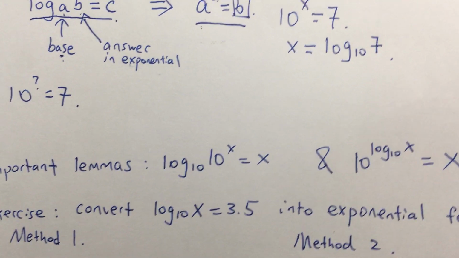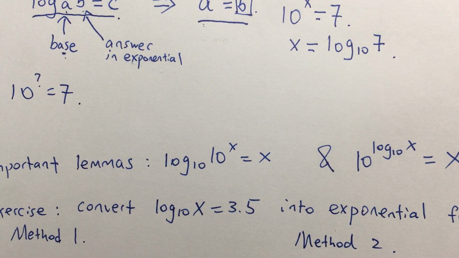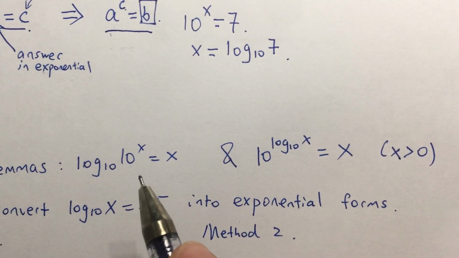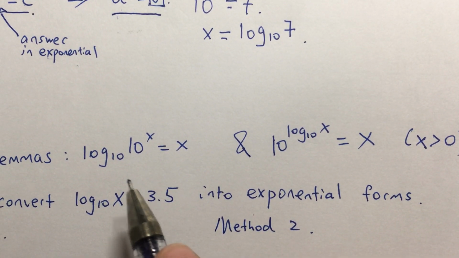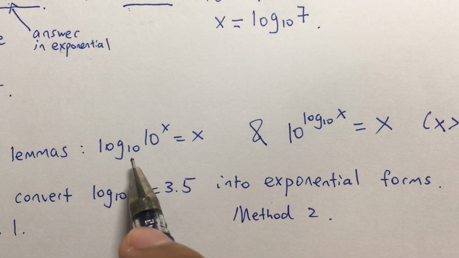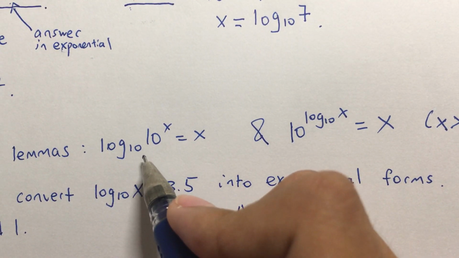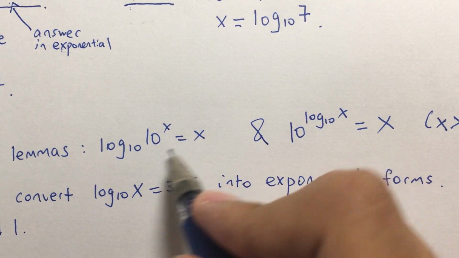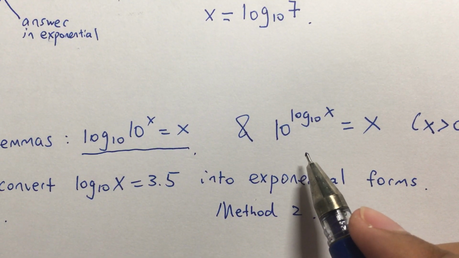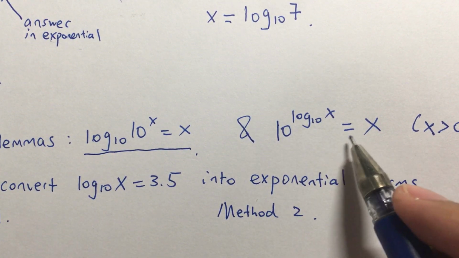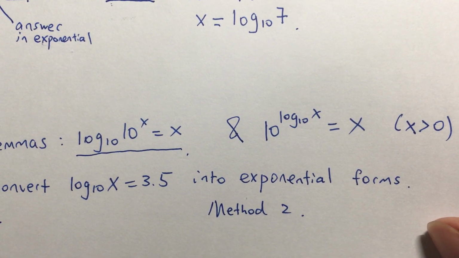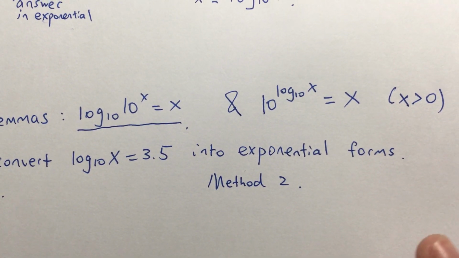Okay, now let's start from the important lemmas. These two lemmas are quite important and you should all remember those two. Not just remembering, but also you need to know how to prove these. So log base 10 of 10 to the power of x is equal to x. And for this one, 10 to the power of log base 10 of x is equal to x for all x greater than 0.